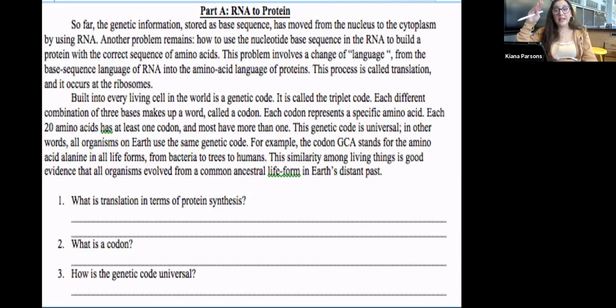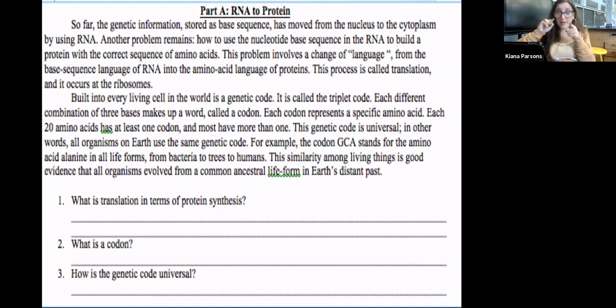So, well, reading the mRNA and turning it into the amino acid sequence with the help of tRNA, but we're getting there. We're getting there. So, built into every living cell in the world is a genetic code. It is called the triplet code. Each different combination of 3 bases makes up a word called a codon. So, a triplet of mRNA bases is a codon.